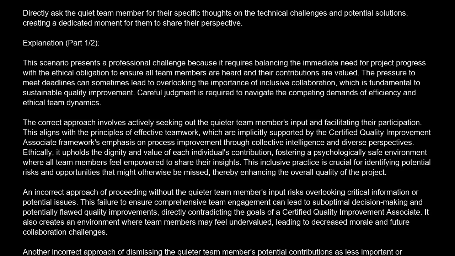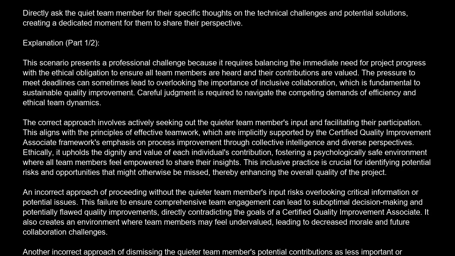The pressure to meet deadlines can sometimes lead to overlooking the importance of inclusive collaboration, which is fundamental to sustainable quality improvement. Careful judgment is required to navigate the competing demands of efficiency and ethical team dynamics. The correct approach involves actively seeking out the quieter team members' input and facilitating their participation. This aligns with the principles of effective teamwork, which are implicitly supported by the Certified Quality Improvement Associate Framework's emphasis on process improvement through collective intelligence and diverse perspectives.